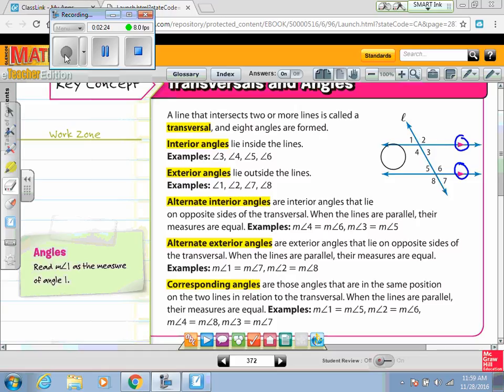When you talk about angle 2, if these are parallel lines and that's a transversal, angle 2 is going to be equal to angle 6. Those are corresponding angles. And that means that angle 3 will equal angle 7, corresponding angles. 1 and 5 are equal, 4 and 8 are equal. All of those are corresponding angles.